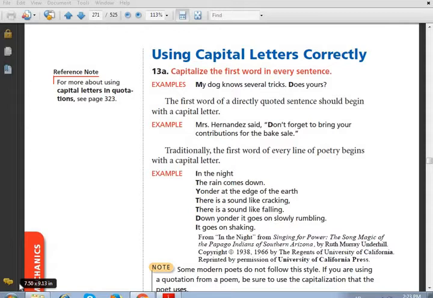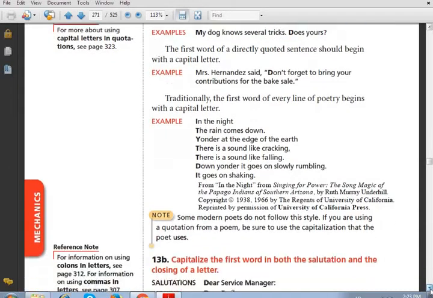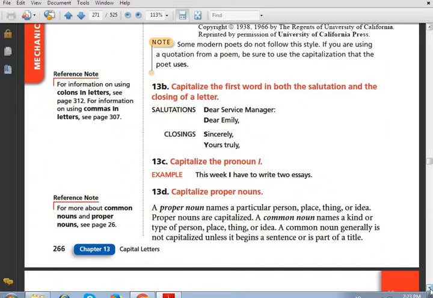Another rule which we have is to capitalize the pronoun I. Guys, I think you know this rule well. You have to capitalize the pronoun I even if it is located in the middle of the sentence. You have to capitalize I.